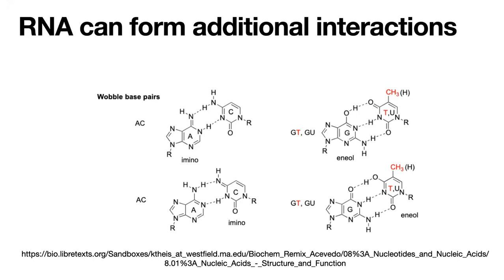These aren't going to be as strong as the GC interactions or even the AT interactions, but in the context of a stretch of RNA where there are stronger bonds on either side, then these wobble pairs can exist.